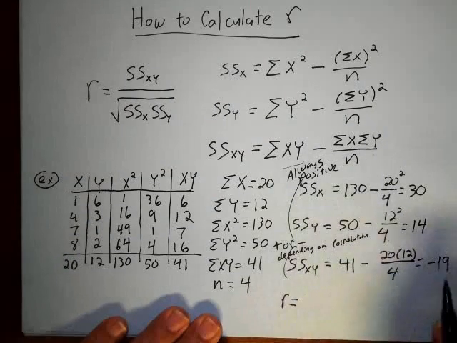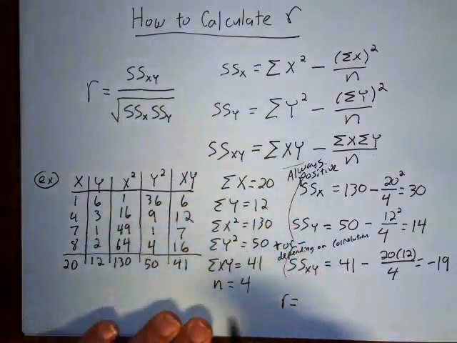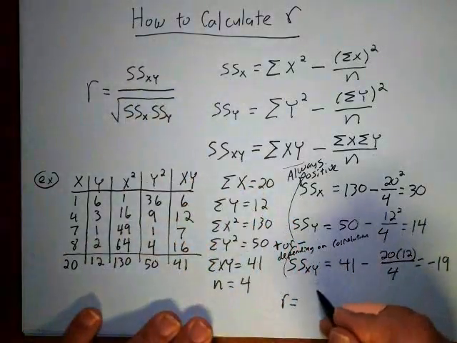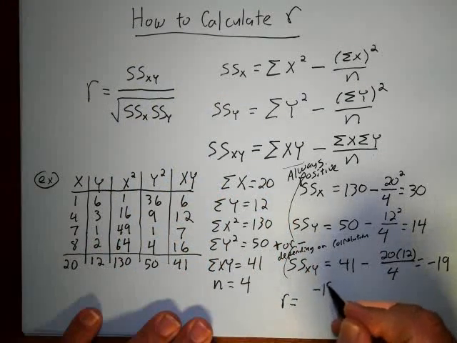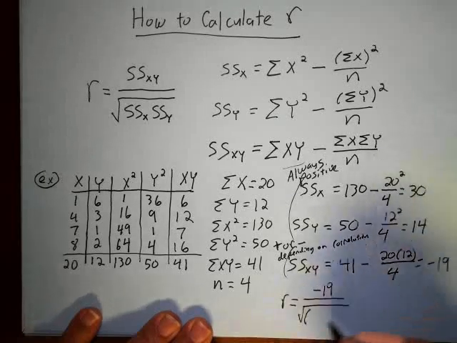Okay, so now what you're doing is you're putting these three into this formula to get r. So the top is negative 19, and then the bottom here you're taking the square root of, in this case, 30 times 14.